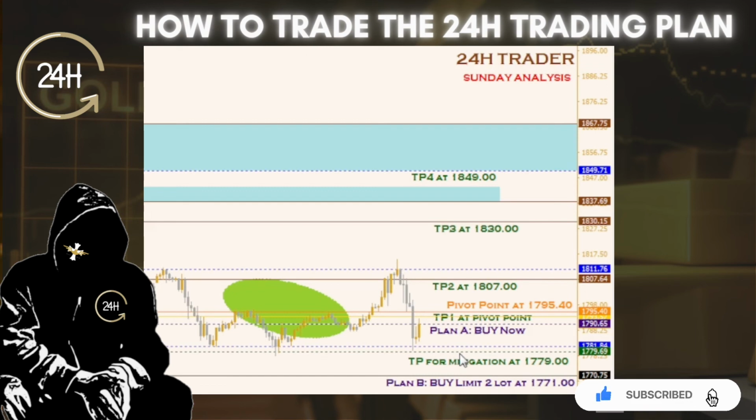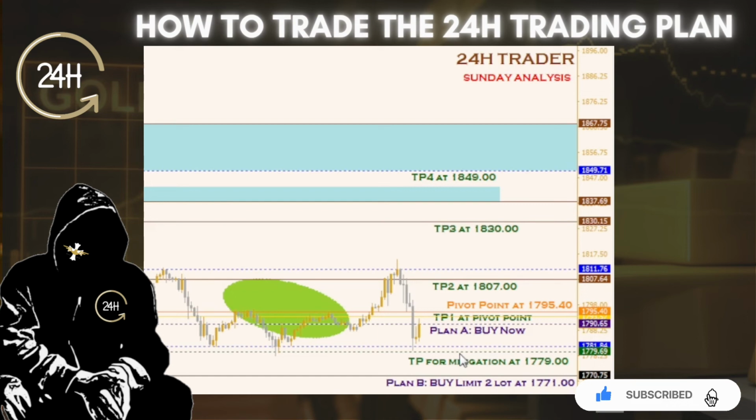Okay, so this is how you read and how you open the trade based on my analysis. I will always post my daily trading plan from Monday up to Friday, and it will always look like this. I have plan A and plan B. Plan A is to buy now when the market opens.